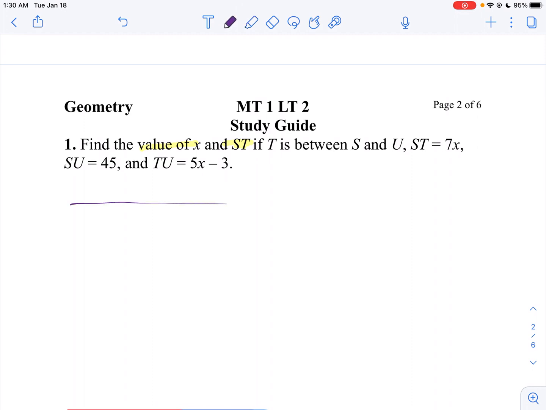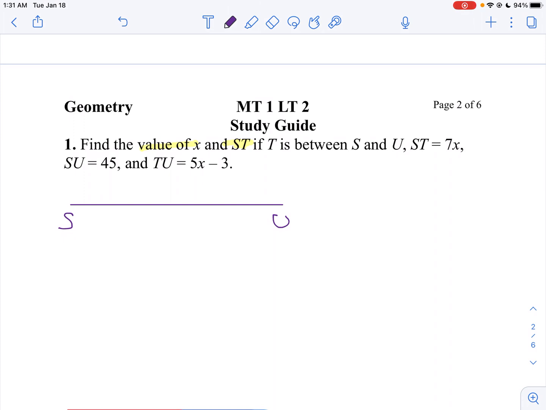So I've got this line segment. So I've got line segment S and U. A line segment just has a beginning and an end. Where I put S and U doesn't matter as long as they're on the end. I could have switched them around. I could have had U and S.